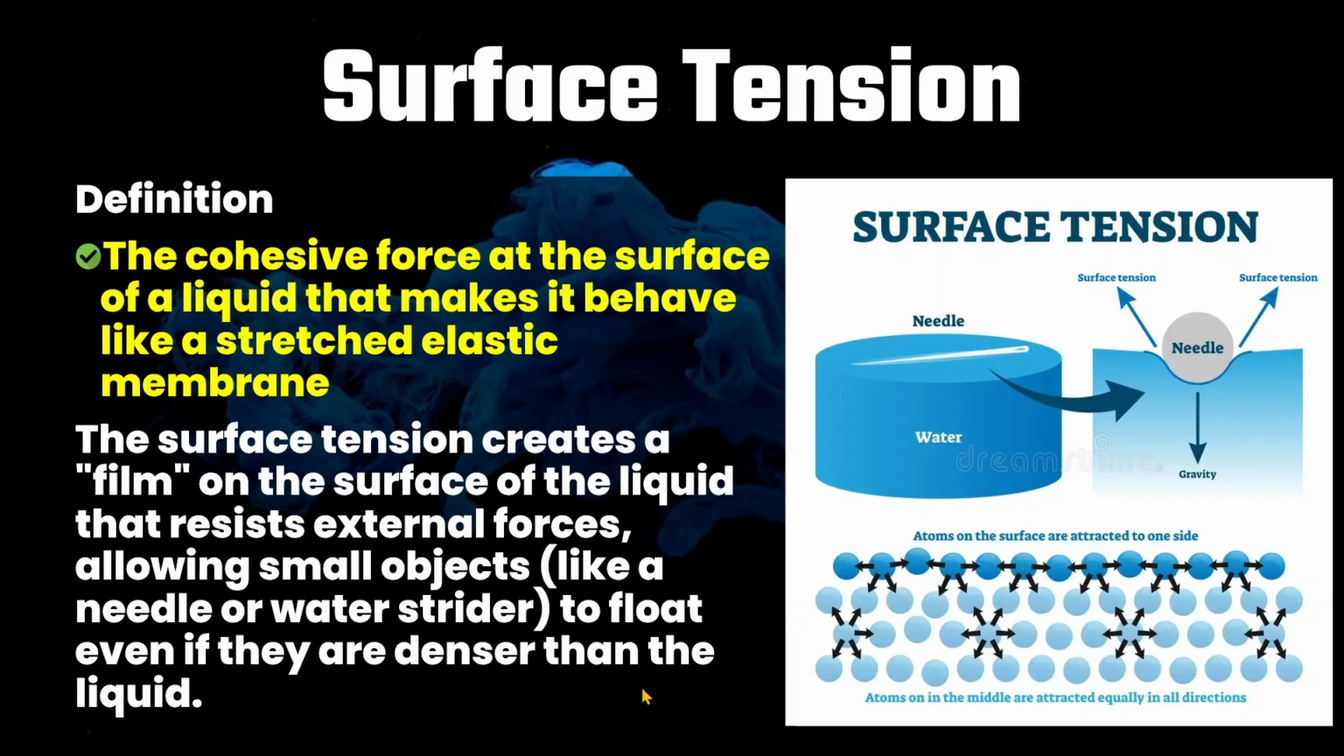What is it? Surface tension is the cohesive force at the surface of a liquid that makes it behave like a stretched elastic membrane. Because of this force, the surface of water acts like a thin film that resists external pressure. This is why small objects, like a needle or even a water strider, can float on water, even if they're denser than the water.